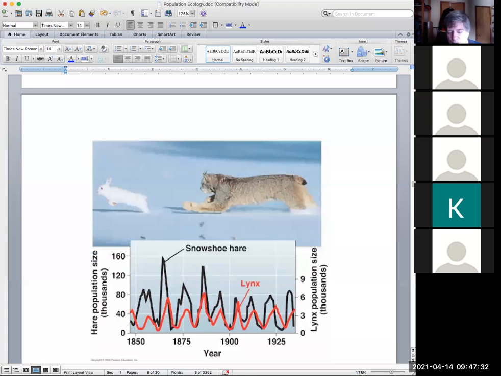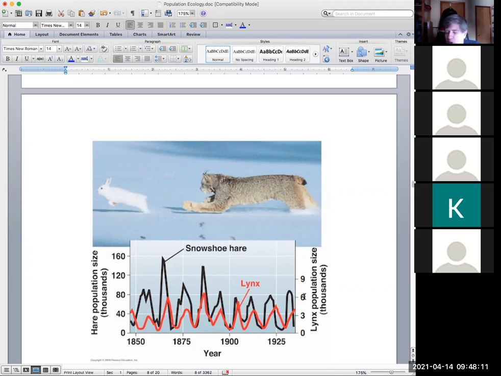Now, notice there's no carrying capacity shown on this chart. We might be able to do it, but it would be much more of a guess. And the reason it's much more of a guess, let's look first at the snowshoe hare population graph. Now notice there are two scales. For the snowshoe hare, we're talking about somewhere between roughly 40,000 and 160,000 individuals in the population. For the lynx population, we're talking about somewhere between 3,000 and 6,000 lynxes.